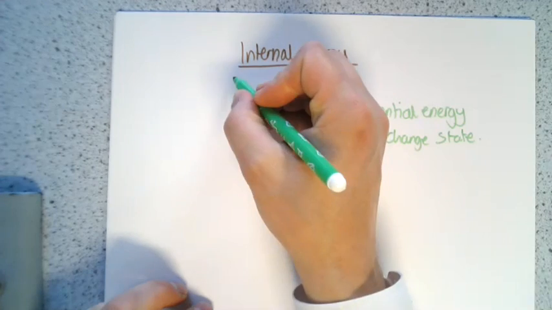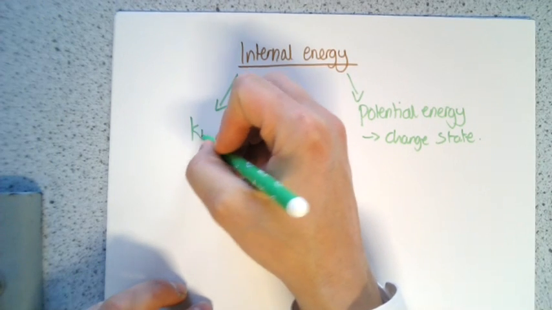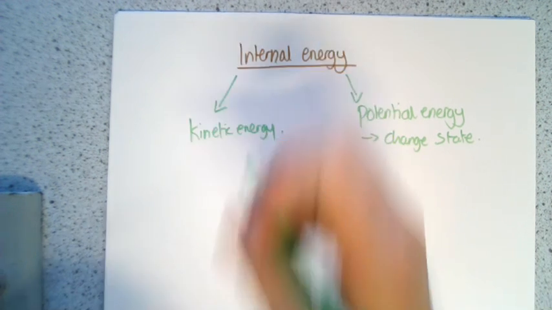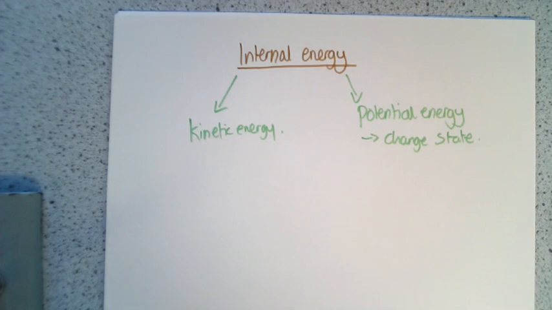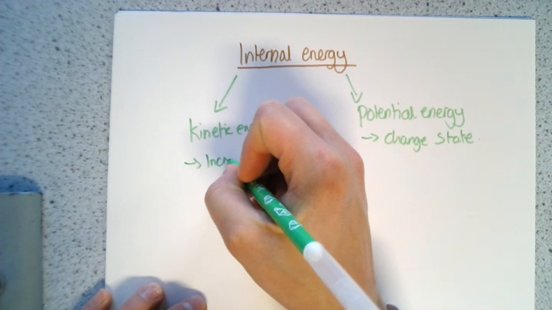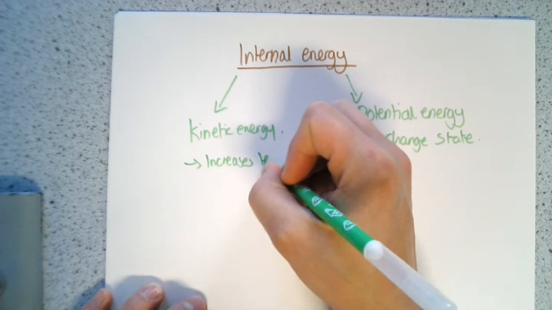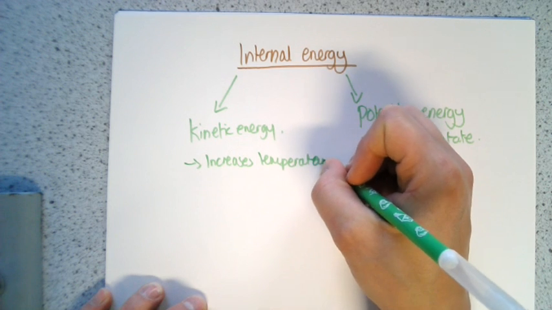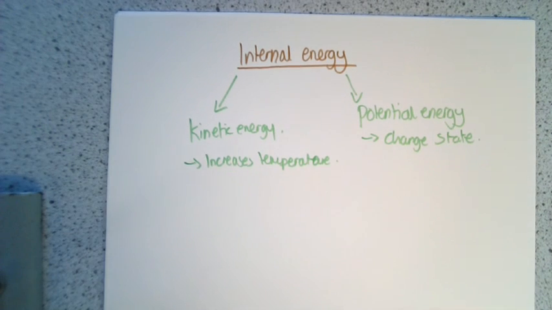You've also got the kinetic energy store. If you heat up a substance, the kinetic energy will increase. So the amount of energy the particles have got will increase. That in turn increases the temperature. These are directly related. In simple terms, the faster the particles are moving, the more kinetic energy they have got.